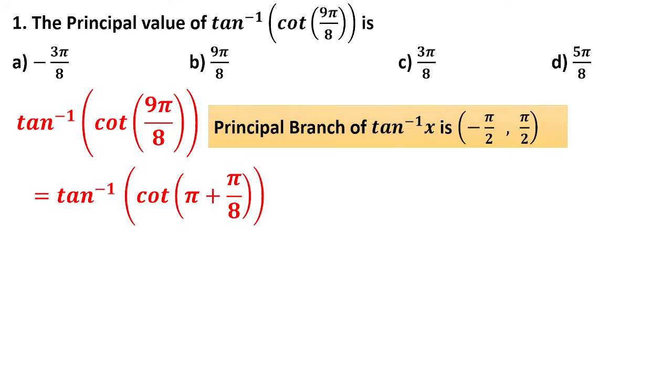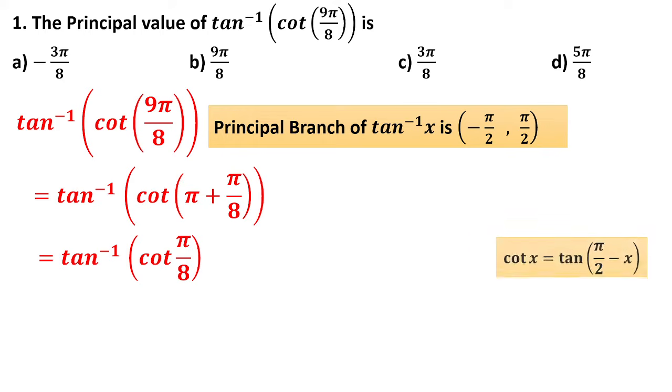By all silver T, cot is positive. Therefore, it will be tan inverse of cot pi by 8. Now, we know only tan inverse of tan, but this is tan inverse of cot. You will always face the same situation with sin inverse of cos, cos inverse of sin, secant inverse of cosecant, cosecant inverse of secant. In those cases, use the complementary angle idea.